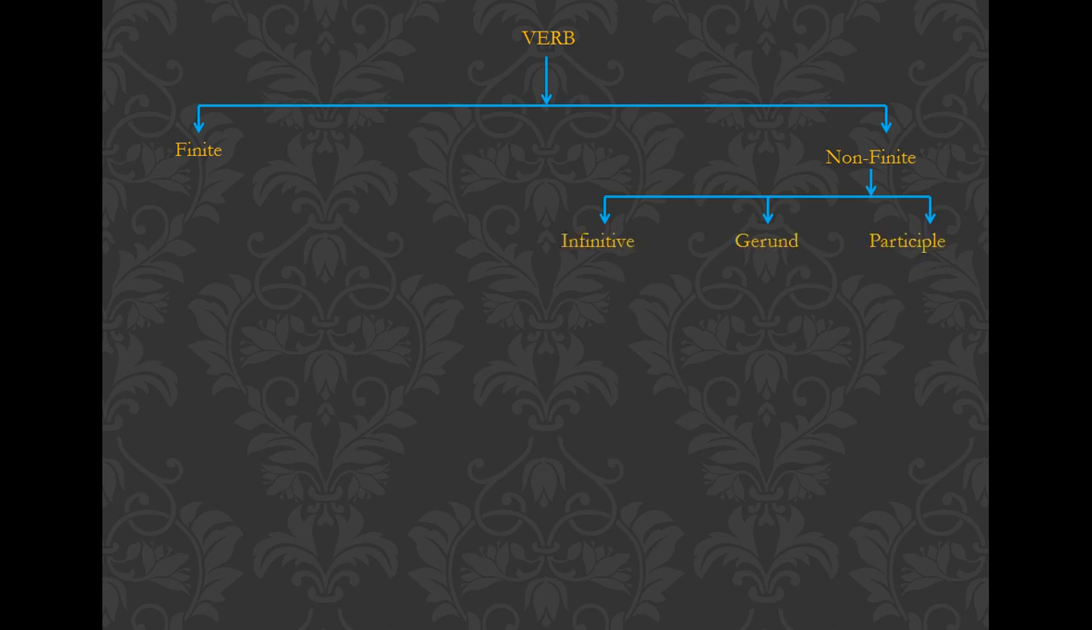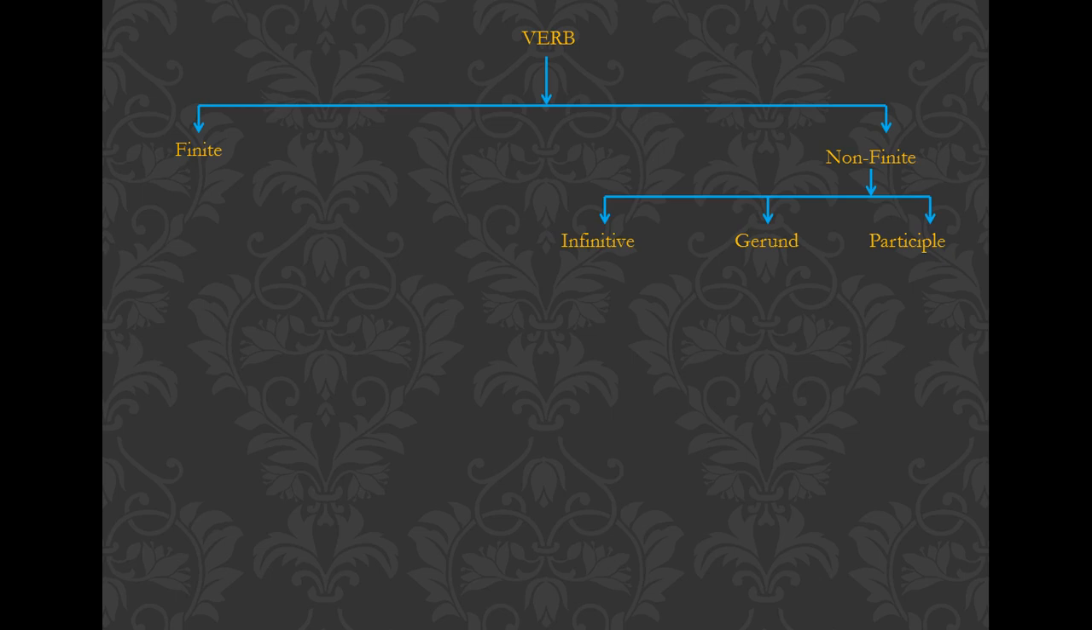I am showing you the diagram. At first, verb can be classified into 2 ways. One is finite verb and another is non-finite verb. We can classify non-finite verb into 3 ways. They are infinitive, gerund, and participle. So infinitive, non-finite verb; gerund, non-finite verb; and participle, non-finite verb.